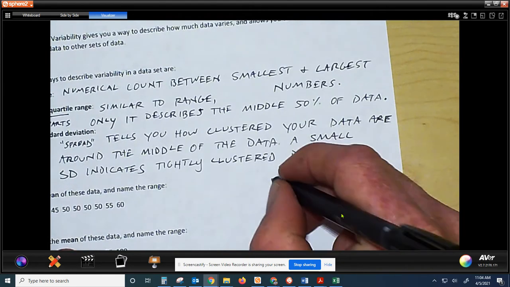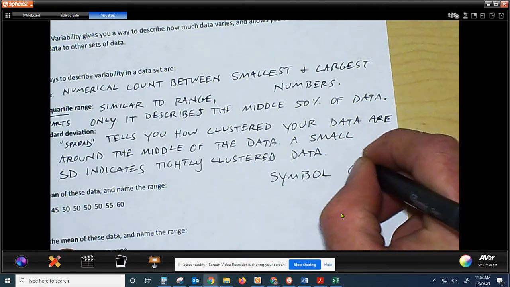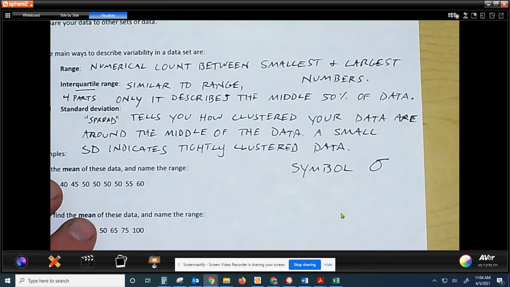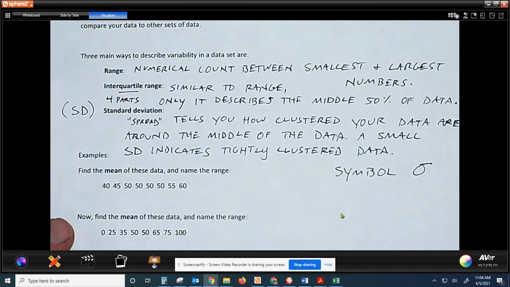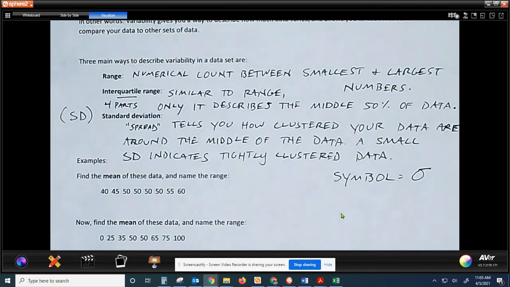And there's a symbol for it. They use the Greek letter sigma. This is not something I made up to torture you. This is part of statistics worldwide and its language. They settled on Greek letters for a lot of purposes. The symbol for standard deviation is the Greek lowercase letter sigma here.